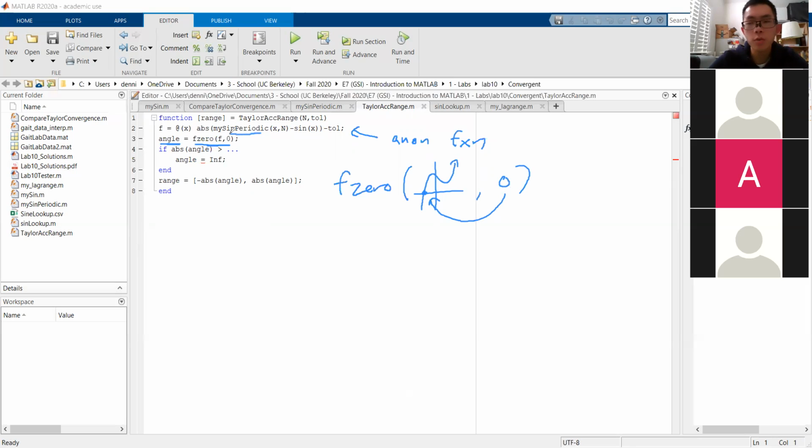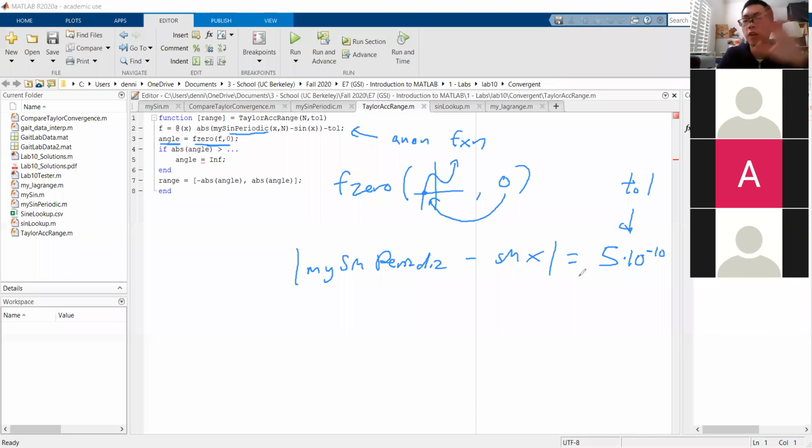where does our sine periodic function differ by a tolerance from sine of x? So let's say my sine periodic minus sine of x, and this difference is, I don't know, 5 times 10 to the negative 10. Let's say that's our tolerance. Where does this stop being okay? My sine periodic is going to change depending on our n. So at what point is this going to stop being okay?